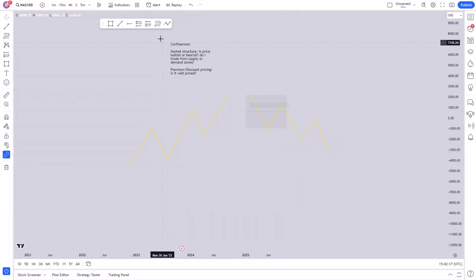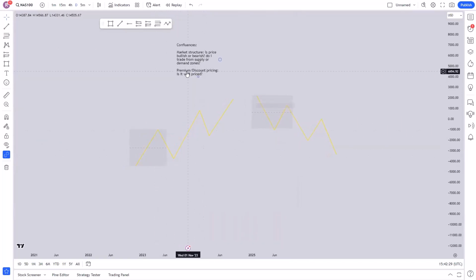Sorry, I've drawn that one wrong. So from this low to this high, okay. Market structure, is price bullish or bearish? Bullish. Do I trade from supply zones or demand zones? Demand zones, okay? Now, premium discount pricing. Is it well priced? Yes. Why is it well priced? Because we have hit a demand zone in the discount, okay? Does that make sense for everyone?